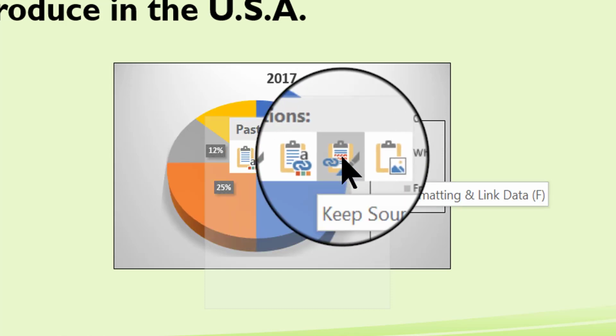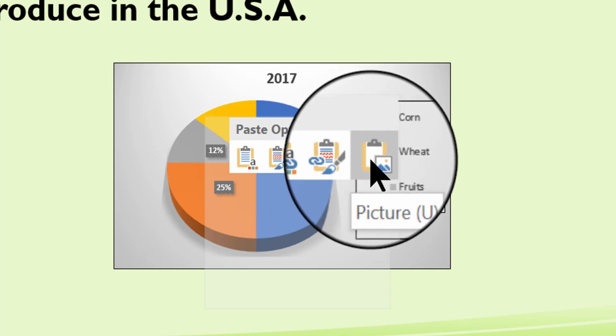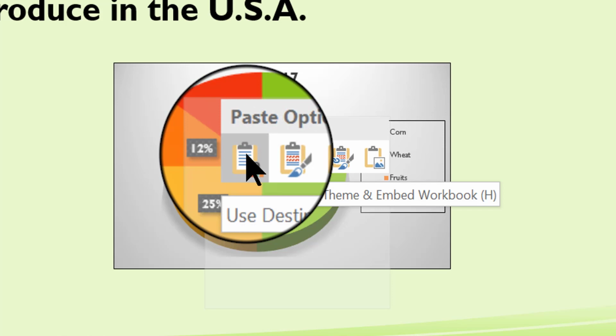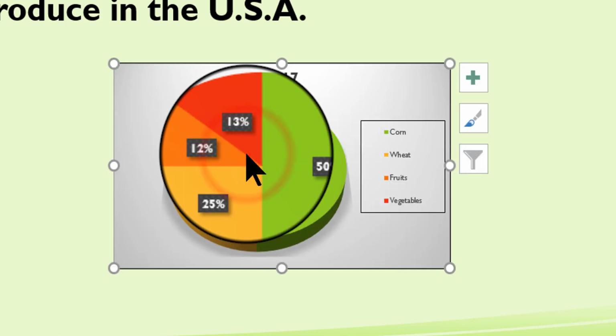The next option does the same thing. It links the data, links the chart, so that it keeps a bridge or a bond with its original file, and it also maintains its original colors that were used in Excel. And finally, the last option is to just insert the chart as a picture and nothing more, just a static picture. So the choice I'm going to make now is to use the destination theme and embed the workbook, or the chart rather. So I'm going to click to choose that option.